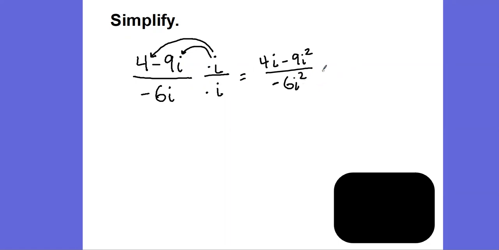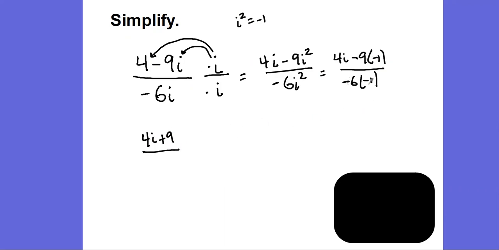Remember our substitution. i squared is the same thing as -1. So I'm just going to plug in -1 into those spots. So this will be 4i minus 9 times -1 all over -6 times -1. And let's clean that up a little bit. So this will be 4i. -9 times -1 is just going to be plus 9. And -6 times -1 is positive 6.